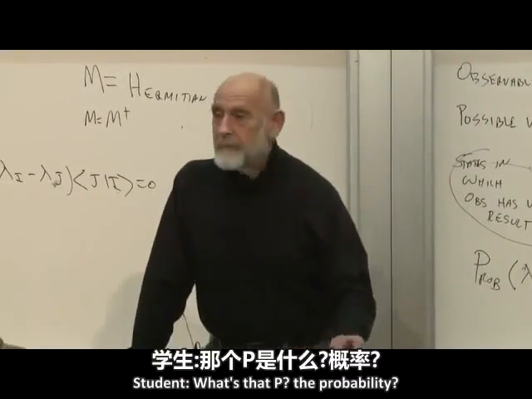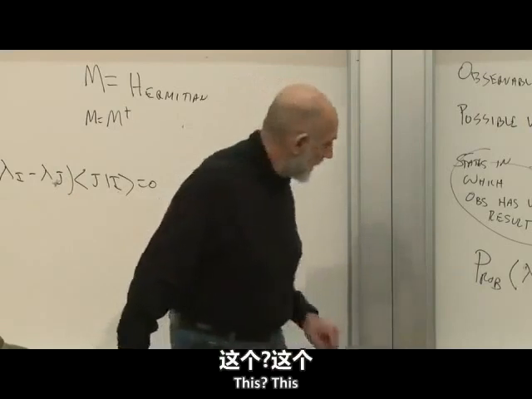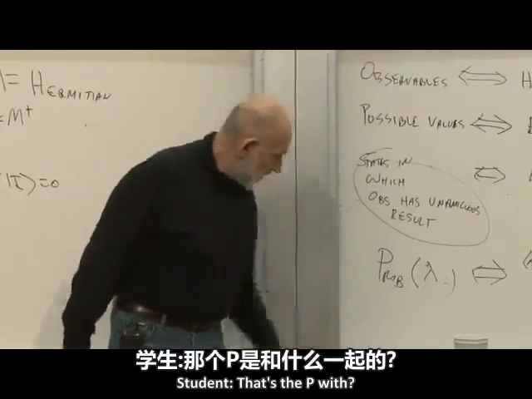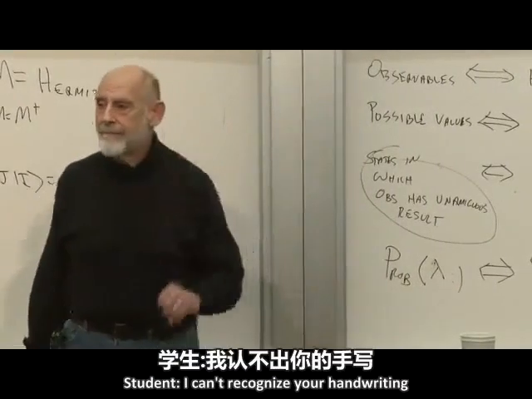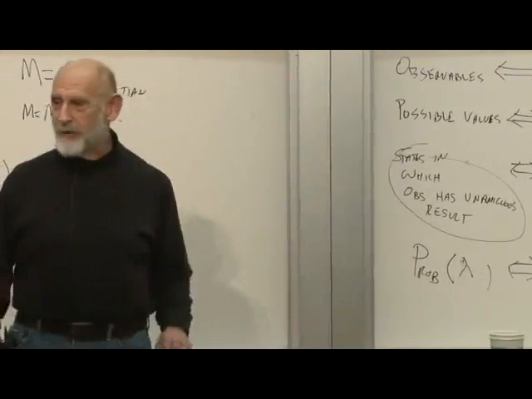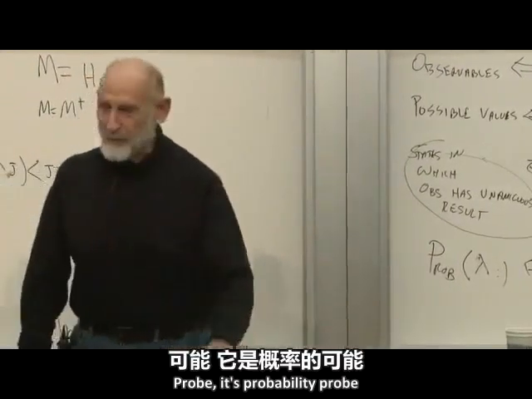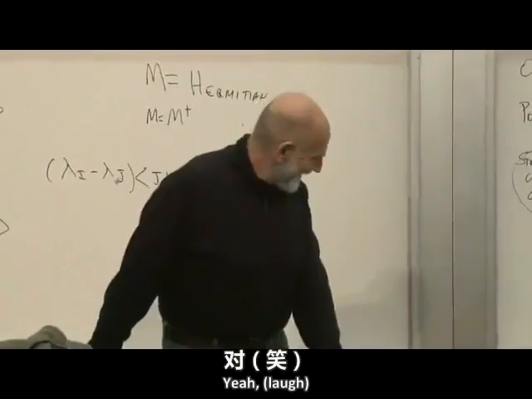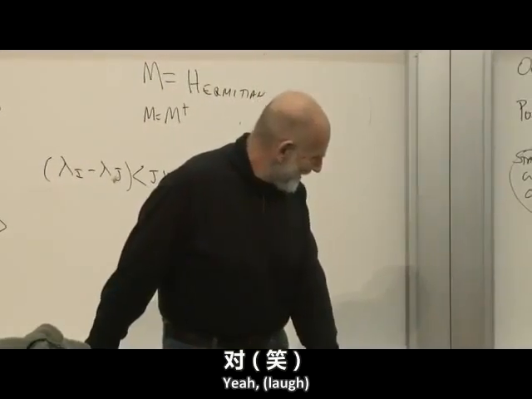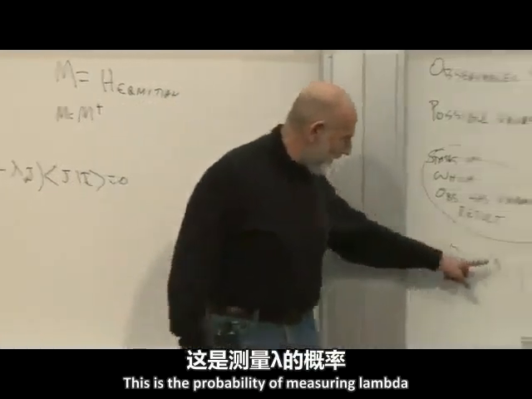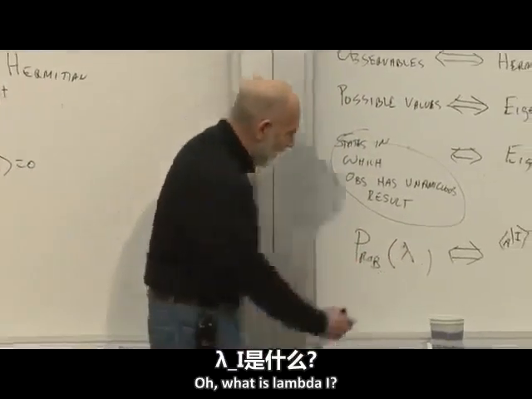It's under the P, the probability. Say it again. Yeah. Next to the P, what is that? I can't read your handwriting. P-R-O-B. Prob. Probably probability. Yeah. This reads the probability of measuring lambda. Oh, it is lambda I.